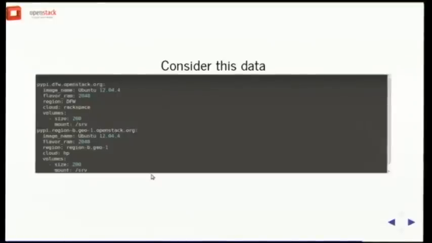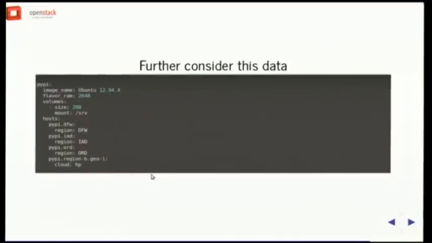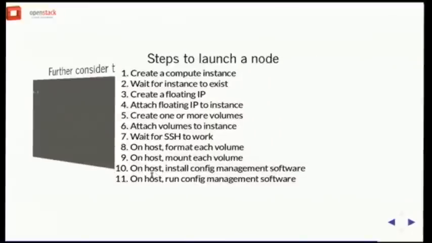And if you had something like this, you can imagine that this might be input data telling Ansible that you would like a machine called pypy.dfw.openstack.org in the Rackspace cloud in the DFW region, running Ubuntu with a volume attached to it, and another one in the HP cloud in region BG01. And then some, we can reorganize it, but I'm out of time, so I won't talk about that.